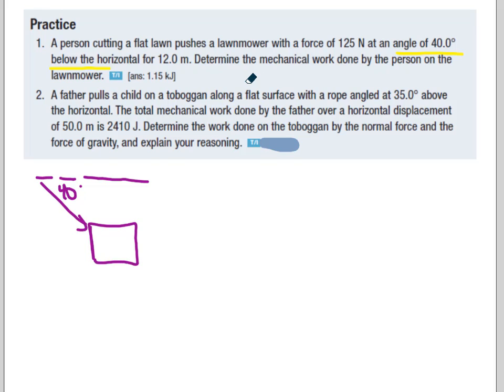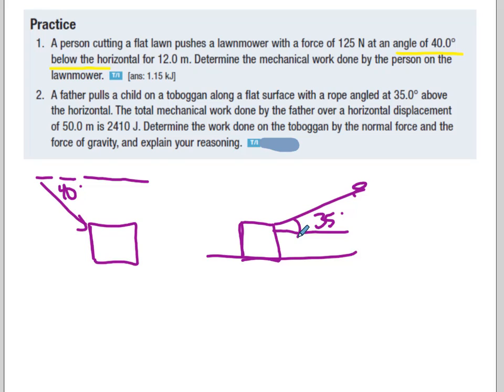Second question, a father pulls a child on a toboggan along a flat surface. The rope's angled 35 degrees above the horizontal. Okay, that's a little bit more traditional. So if this represents the sled, there's the force. 35 degrees would be buried in there. The total mechanical work done by the father over a horizontal displacement of 50 meters is 2,410 joules. Determine the work done by the toboggan, by the normal force, and the force of gravity, and explain your reasoning.